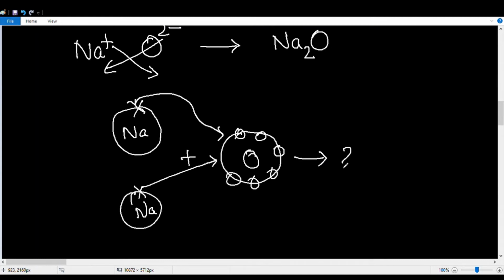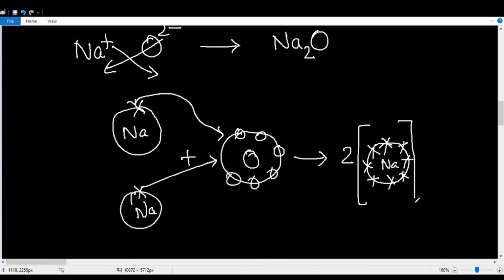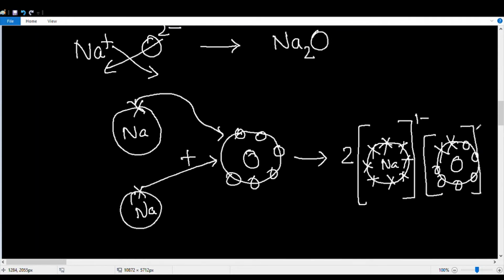So 2 sodium atoms, and oxygen has 8 electrons. Each sodium loses 1 electron to oxygen, and oxygen gains 2 electrons from the 2 sodium atoms. So oxygen received 2 electrons, so it is 2-.